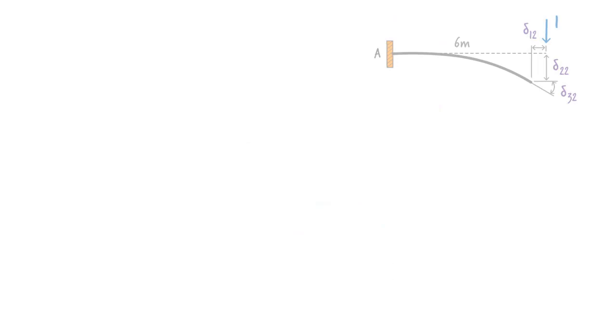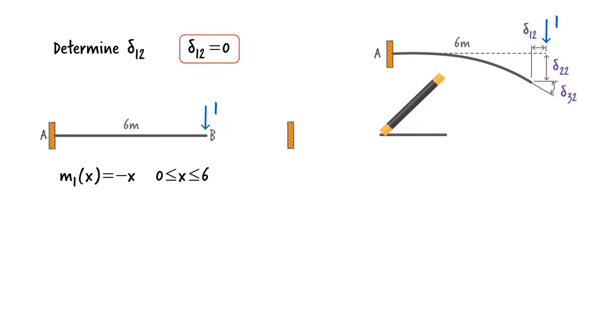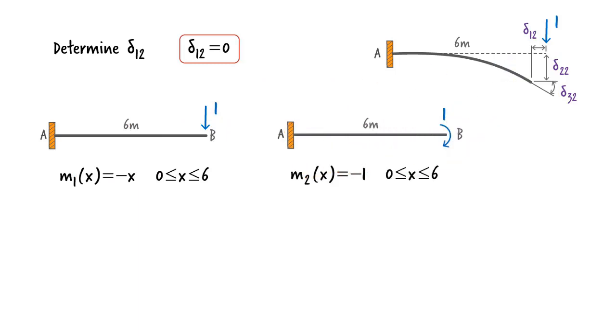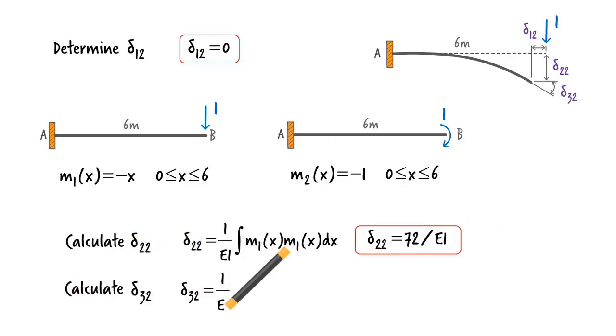Now, let's place a unit load in the y direction at B. Then, calculate the 3 displacements that result. Axial displacement, delta 1 2, due to the vertical load, is 0. To determine the other 2 displacements, we start by writing the moment equation for the beam, due to the unit vertical load, and due to a unit moment placed at B. Then, delta 2 2 can be expressed as the integral of m1 squared. And delta 3 2 equals the integral of m1 times m2.